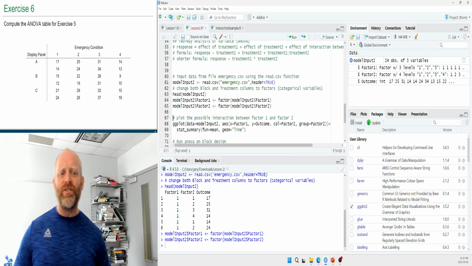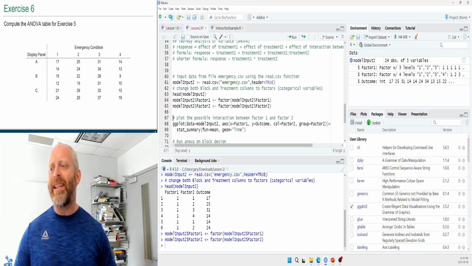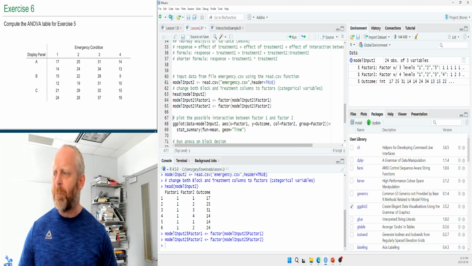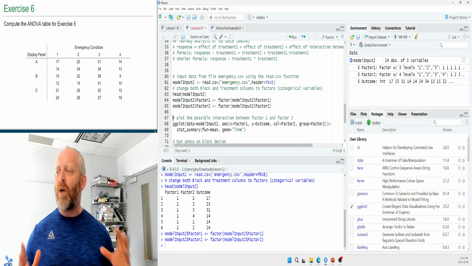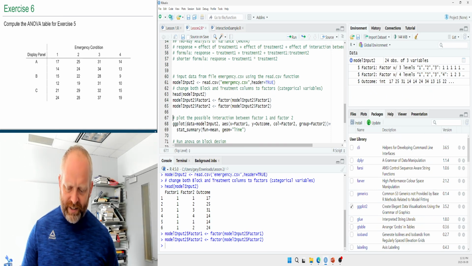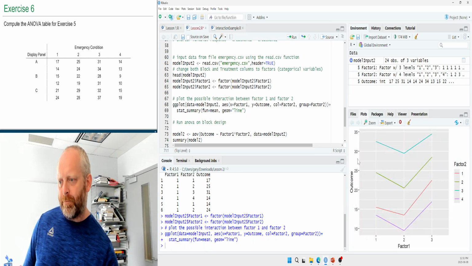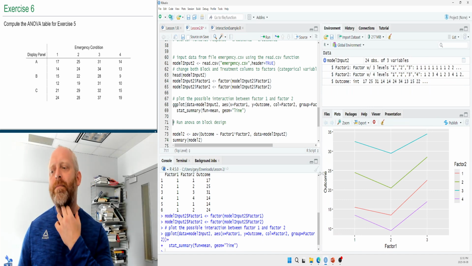My X values are for my factor 1, but I want to be able to take the mean of each one of these. And again, we'll see exactly what that looks like when the graph comes up here. And what do I want my geometry to look like? I want this to be a line graph. So let's execute this here. And this is the graph that I get.